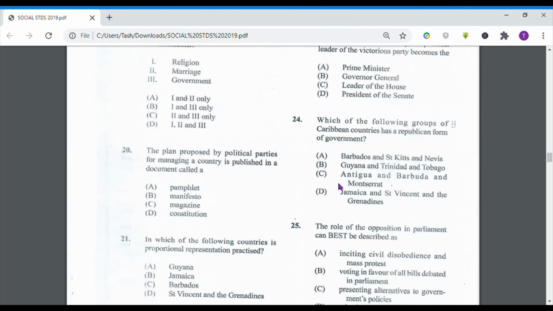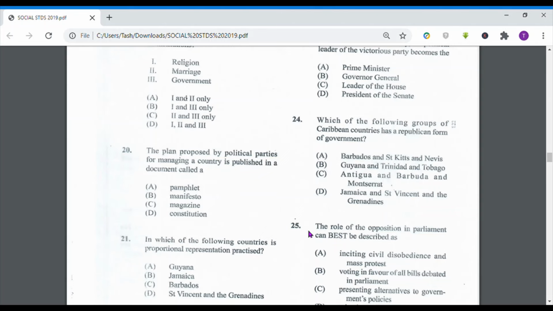Number 24. Which of the following groups of Caribbean countries has a republican form of government? Once you can identify one of these countries that has a republican form of government, then it would have been easier for you to figure out your answer. So Trinidad and Tobago is a republic. It has a republican form of government, as well as Guyana. So your answer for number 24 would have been letter B.